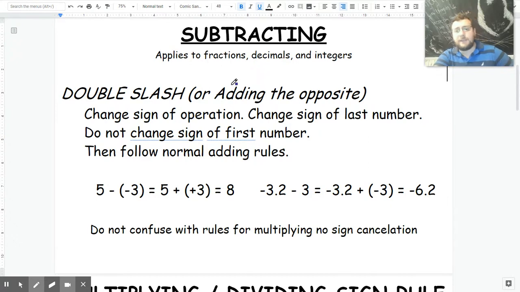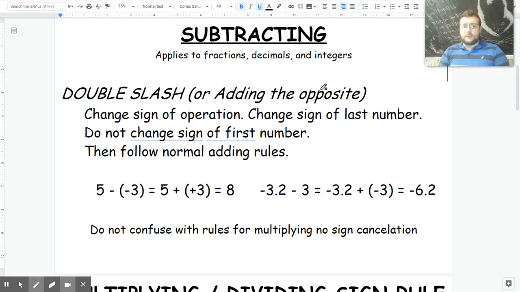Subtracting is the same thing as adding the opposite. So in other words, you are going to change the operation from subtraction to adding, but also change the sign of the number that comes after that. Never change the sign of the leading number, the one before the subtraction sign, only the one that comes after. After you do that, follow normal adding rules and you're done. And I'm going to talk about why that makes sense too.